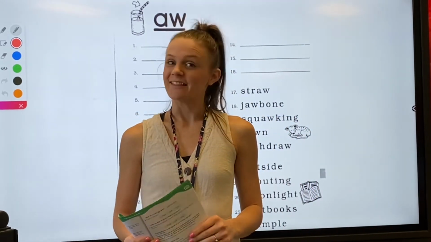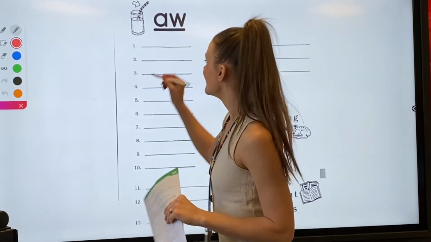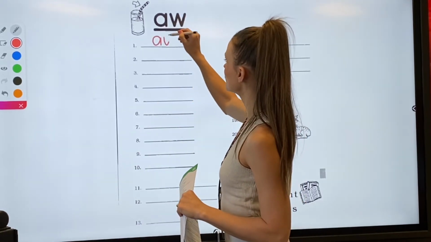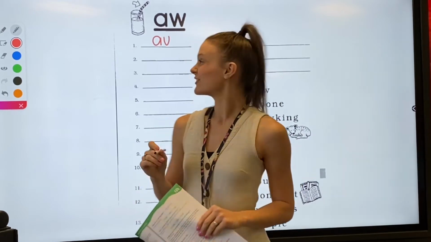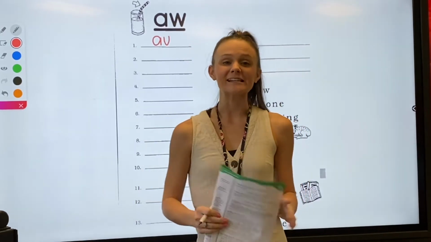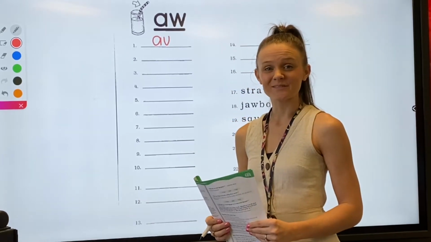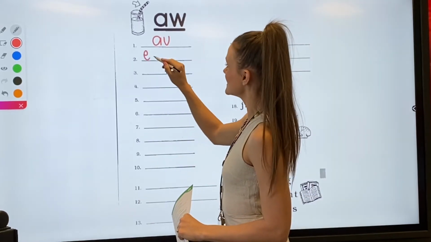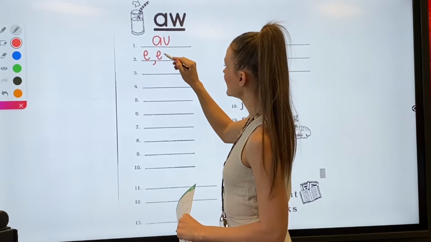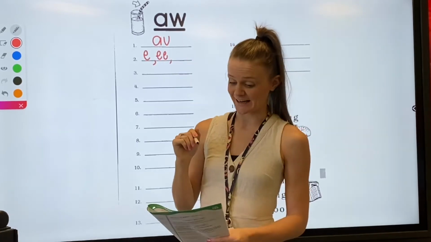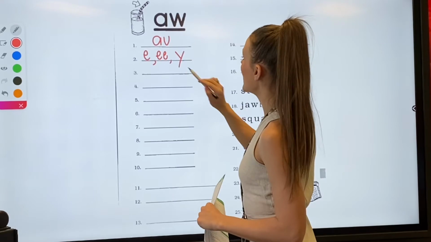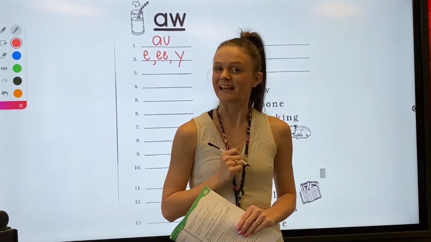Aw. This is the one we learned yesterday, that A-U digraph. For number two, my letter sound is E. Letter E makes the E sound. The digraph E-E makes the E sound. And letter Y can make the long E sound.